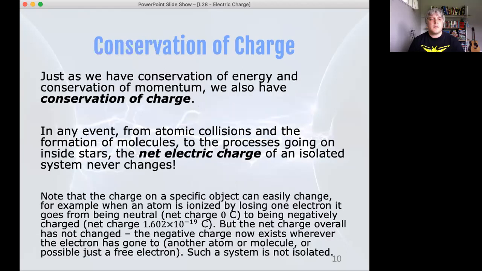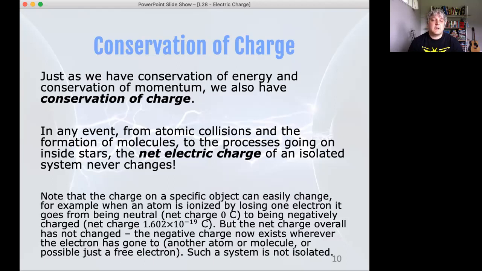Just as we have conservation of energy, we have conservation of momentum. We sort of had a conservation of mass idea, but we did see that when we form nuclei, some of that mass can be used as energy. So really the conservation of mass is tied up in the conservation of energy. It's just that you can convert mass and energy back and forth. So it's sort of all one thing, but we definitely have conservation of energy, conservation of momentum, and now we have conservation of charge. Charge cannot be created and destroyed, right?